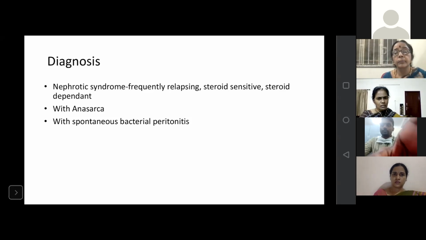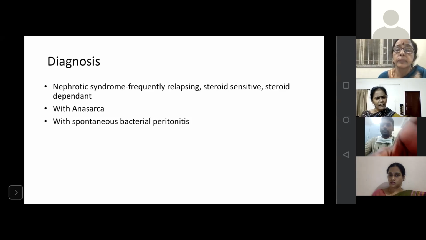Yes, ma'am. I'll be starting 2 milligrams per kg per day for the initial 4 weeks, ma'am. And then I'll review after 4 weeks and change the regimen to 1.5 milligrams per kg per day on alternate day basis for another 4 weeks. And then I'll stop it and I will look for proteinuria in between.